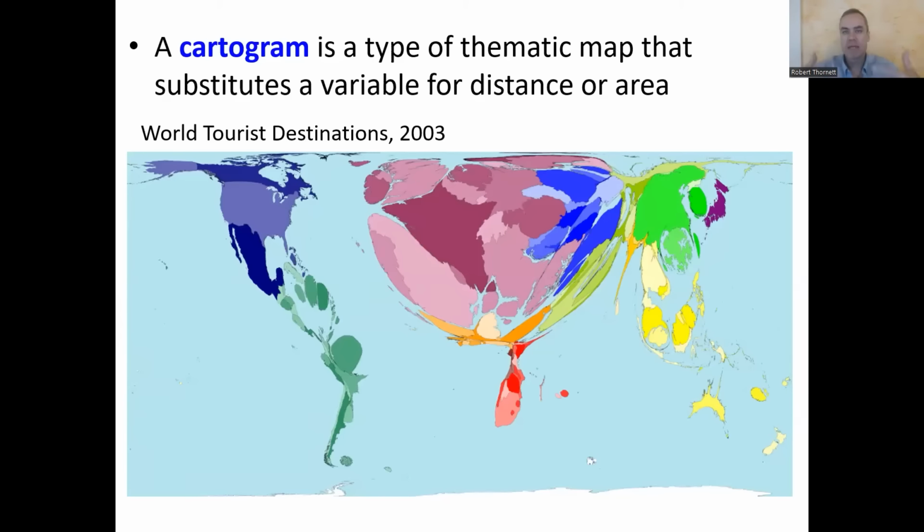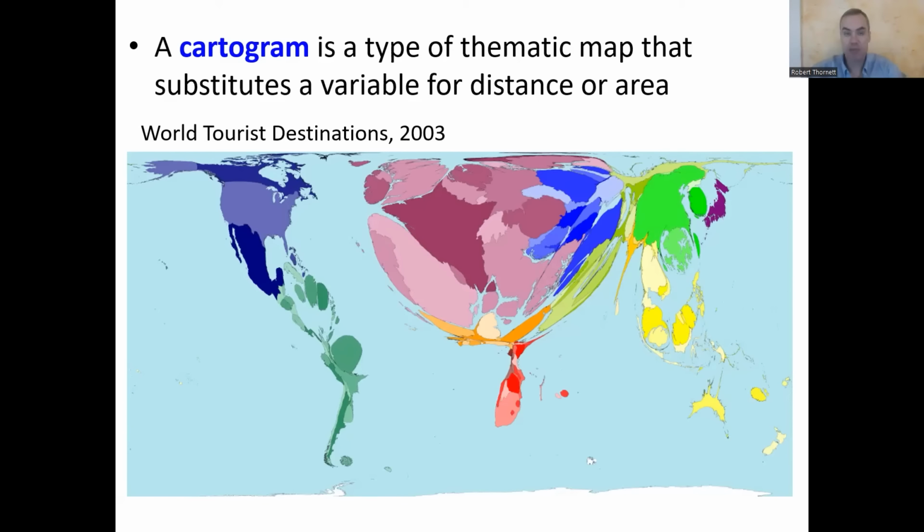And that's a thematic map that's been distorted so that they take a particular theme, in this case, world tourist destinations, like the amount of people who go to different countries in the world by comparison as tourists. And you then change the area of the country, depending on how many tourists they get. So if your area is normally this, but you get a lot of tourists, it's going to be a bigger country. But if it's a small amount of tourists, then your country will shrink.